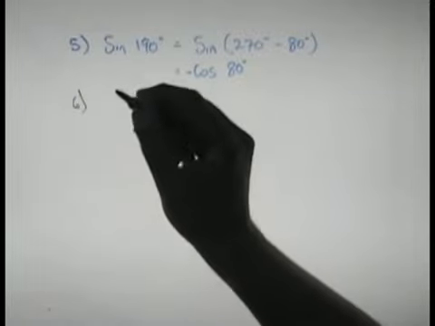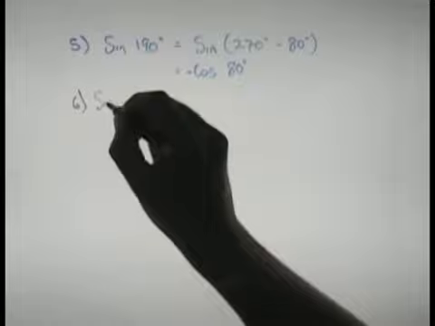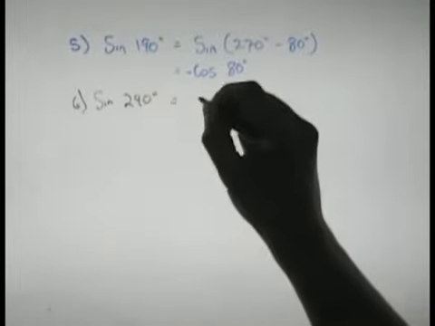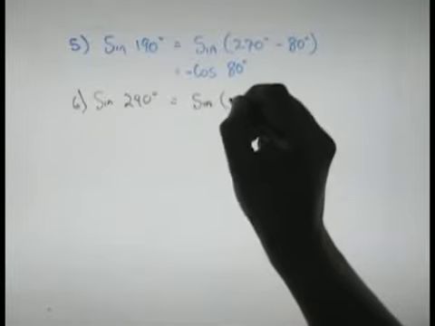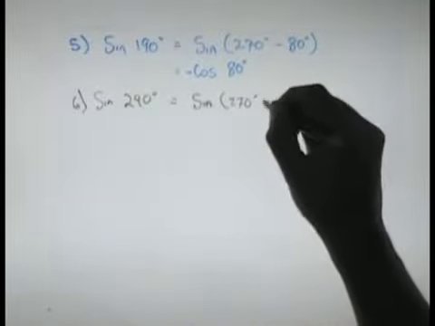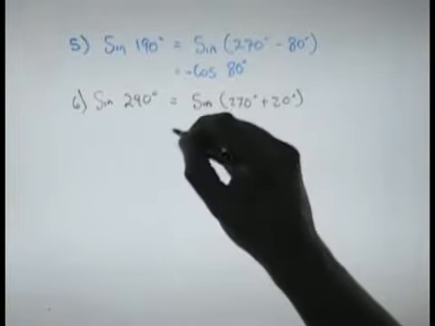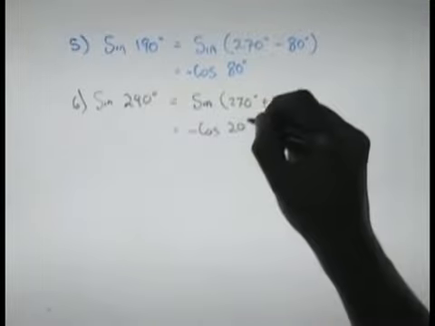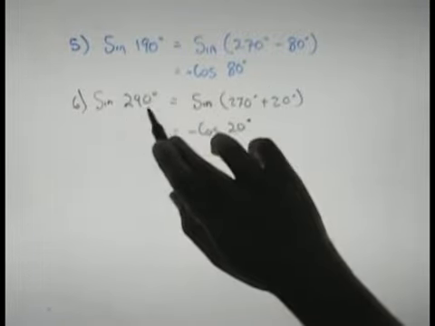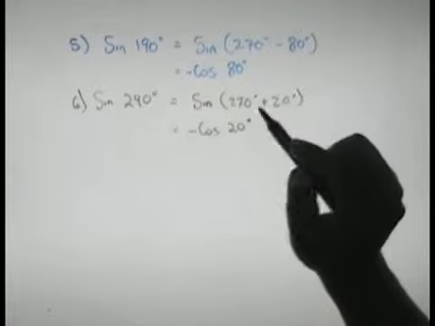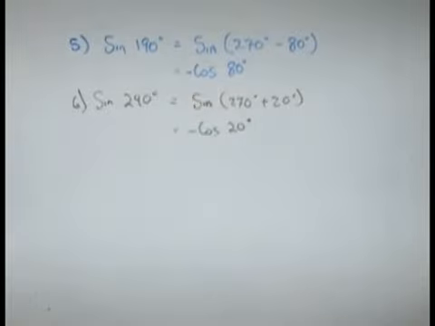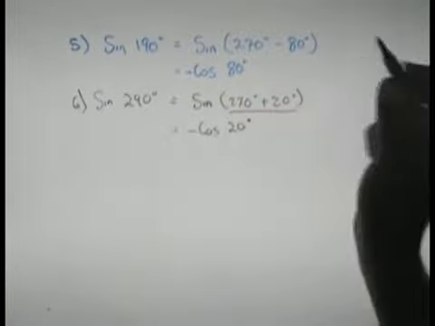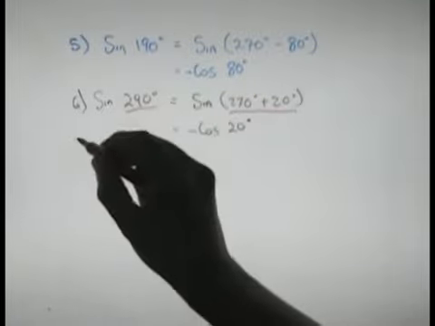Number 6, sine of 290 degrees is going to equal sine of 270 degrees plus 20 degrees, which is going to equal negative cos 20 degrees. Negative because sine in quadrant 4 is negative. Keep in mind always that what's in brackets here is equal to that.